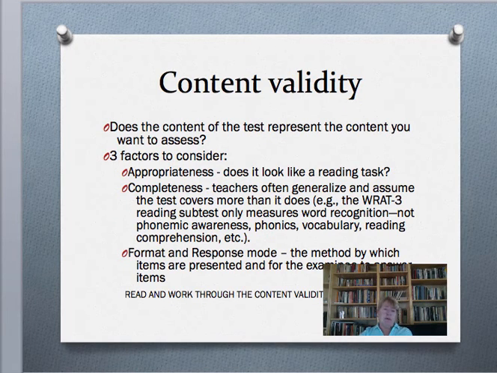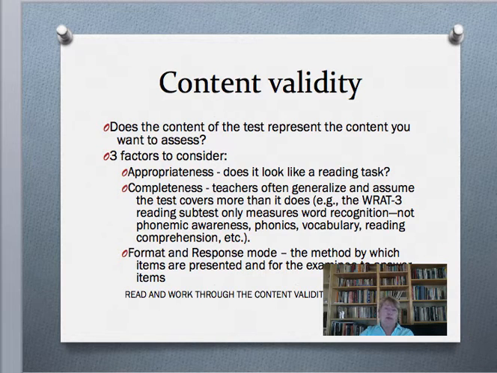So now we'll go through each of those three things a little bit more carefully. Does the content of the test represent the content you want to assess? Well, I just want to say that this area of validity is the one that you have the most say in. You should be able to look at any test of academic achievement especially and say, in looking at what's on this test, I think this test is really measuring what it says it's measuring. So again, you should have in your mind a picture of what kind of content looks like reading. You should have in your mind a picture of what kind of content looks like third grade math.